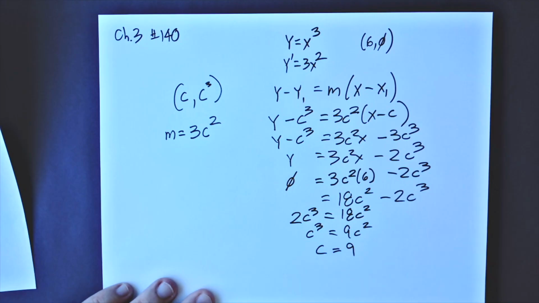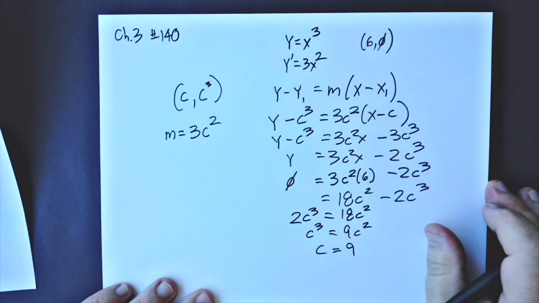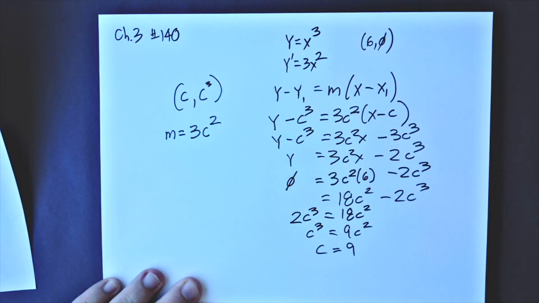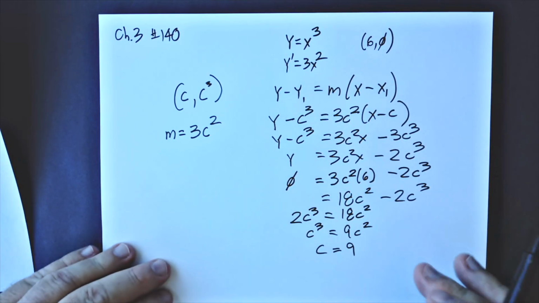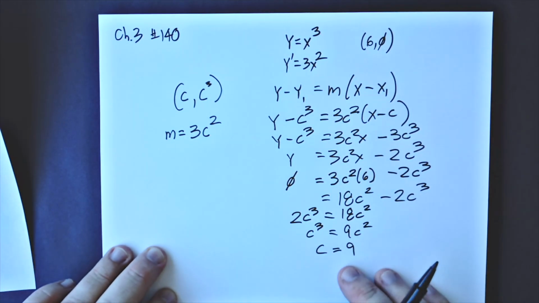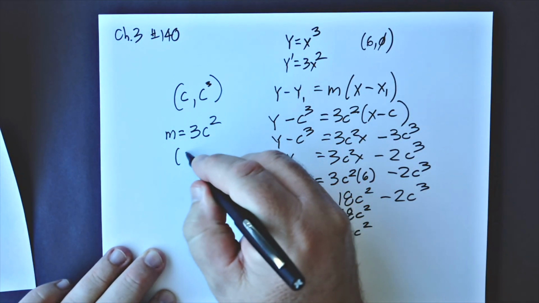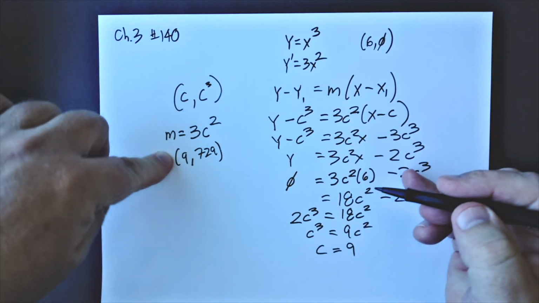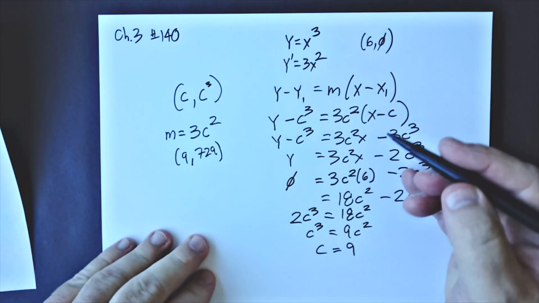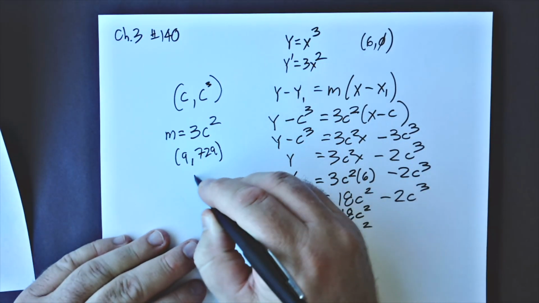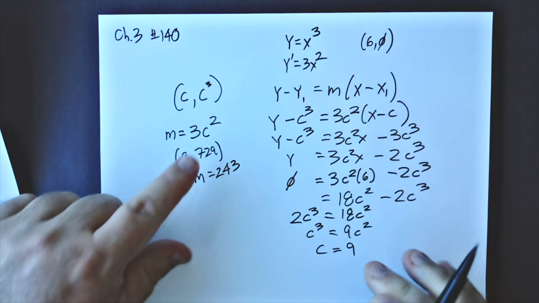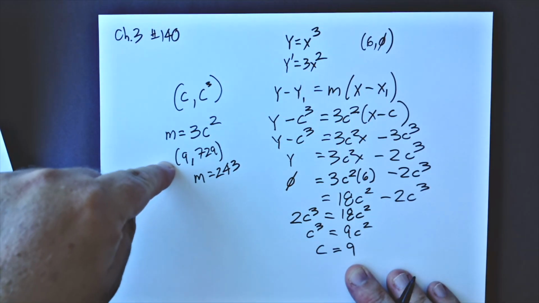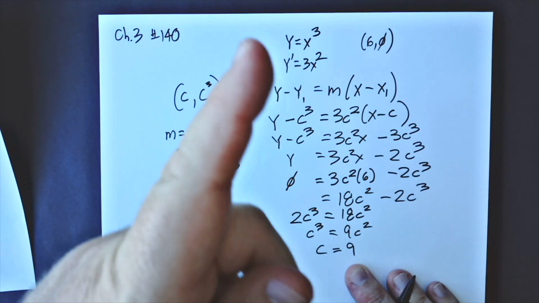So now we know what that x coordinate is. But did it say it wanted the x coordinate, or did it say it wanted the line? I'm not sure. Let's pretend that we need to find the line, just in case. If you need to find the line, I now have my actual point, so it would be (9, 729), using my point here. And then my slope at that point would be 243, plugging 9 in here. So there's my slope of the actual line, and there's the coordinate of the actual point on the curve.